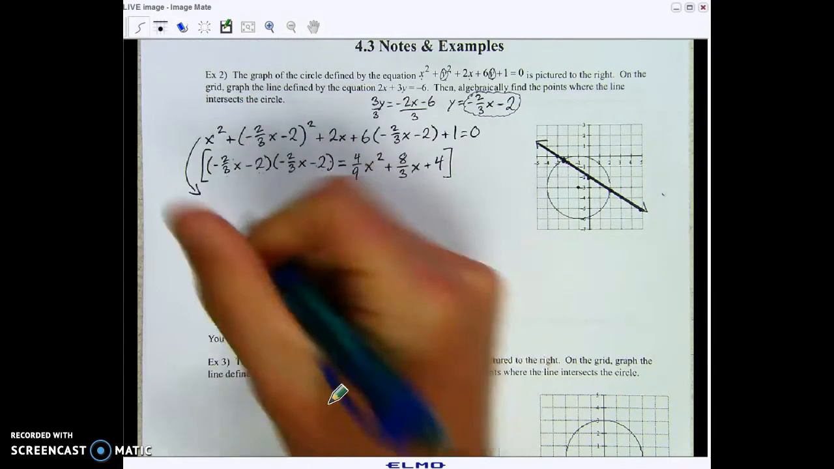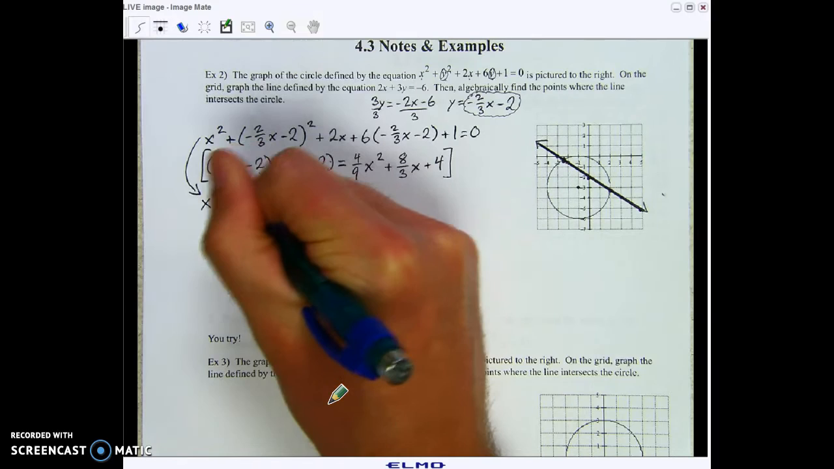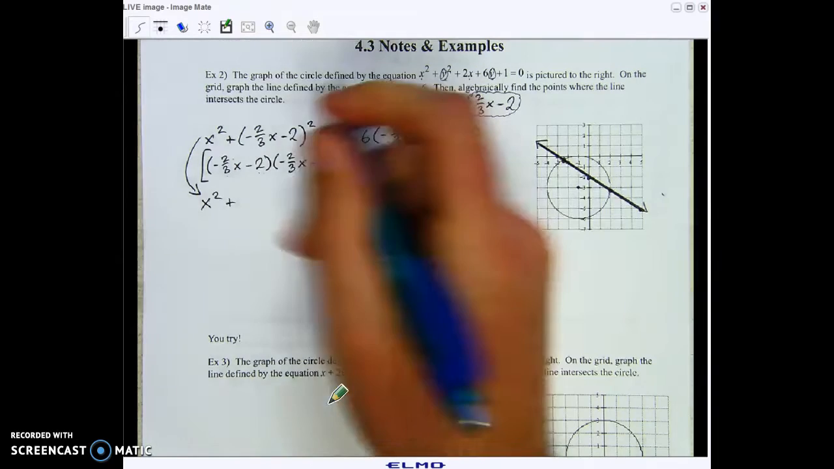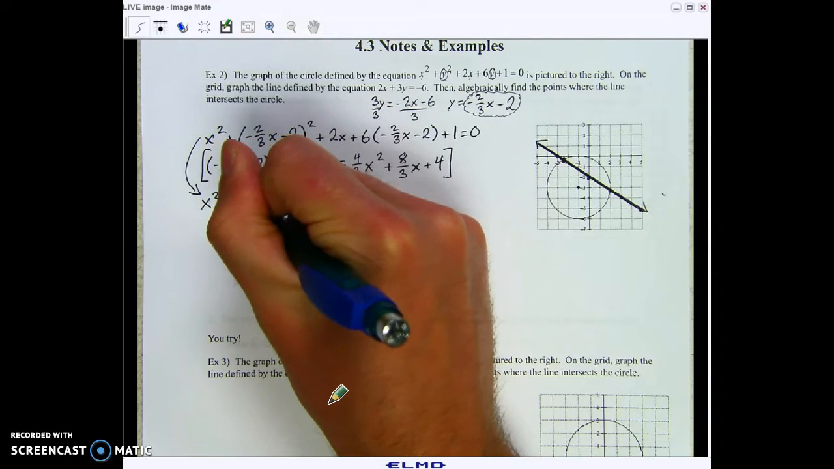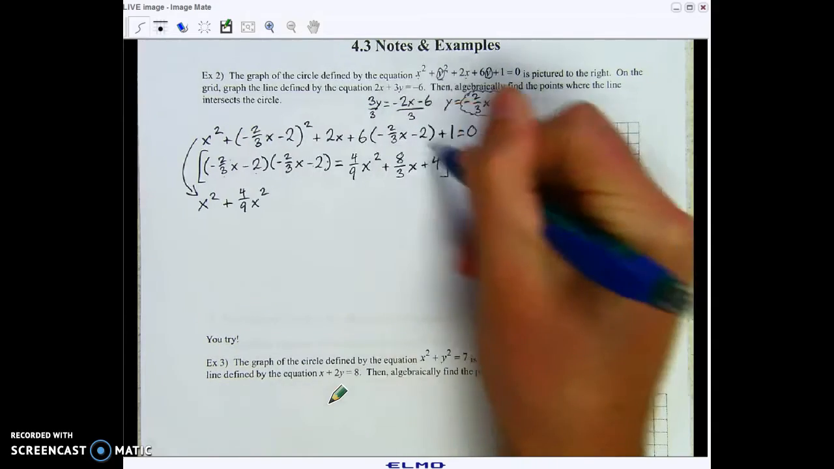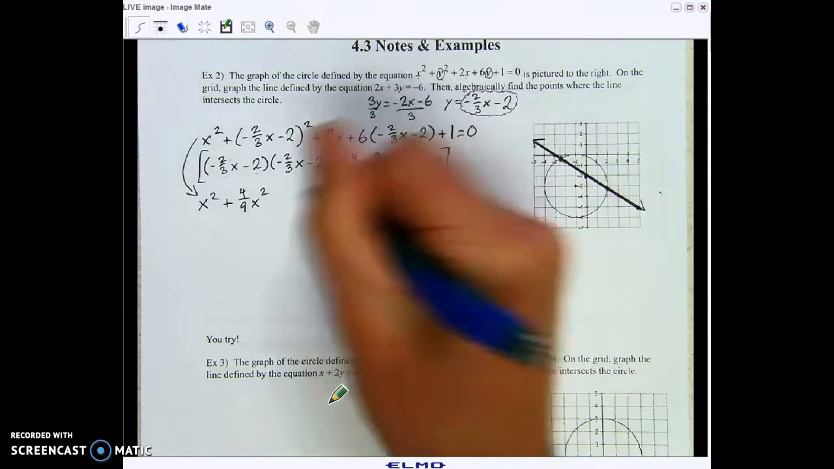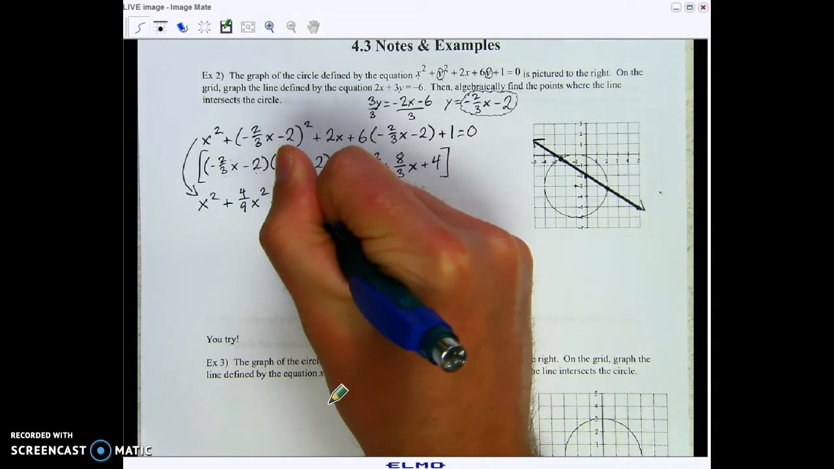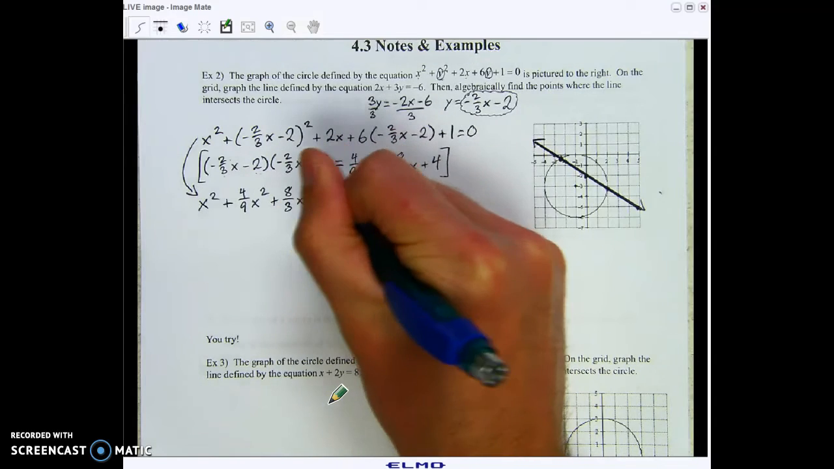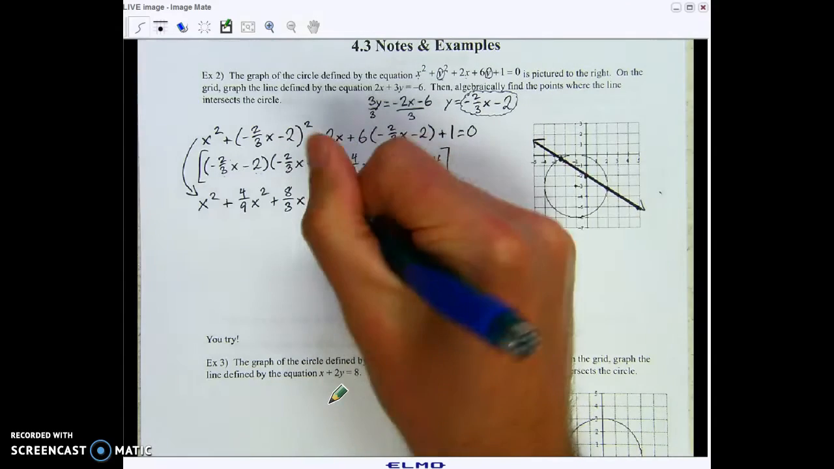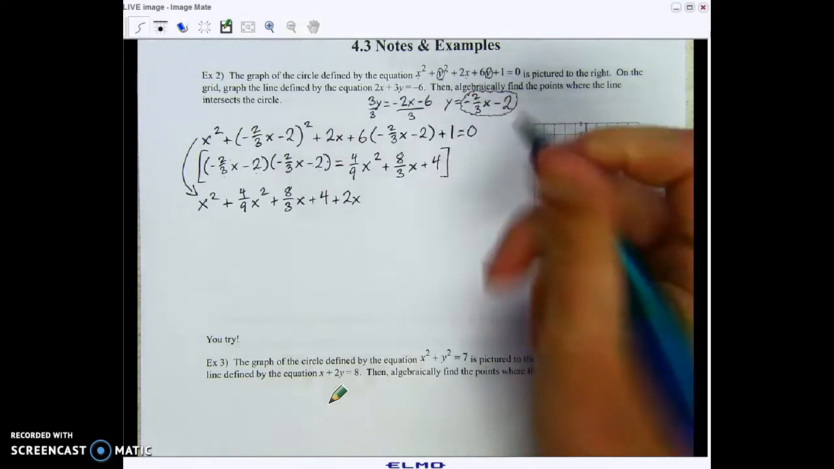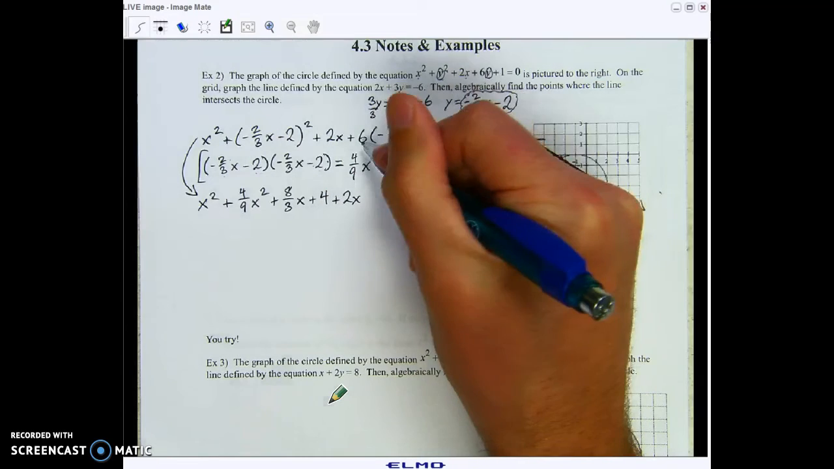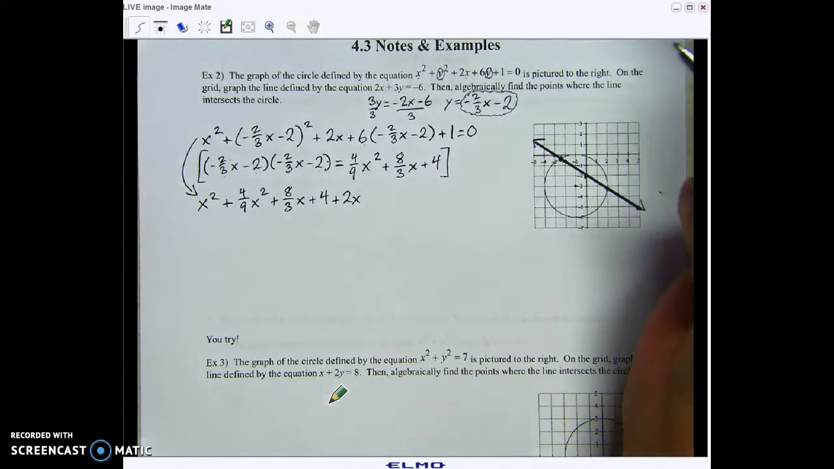So when we bring it down, we have x squared plus 4/9 x squared. From that work that we just did in the previous line, we have 4/9 x squared plus 8/3 x plus 4, plus 2x. Now we have 6 times -2/3 x.